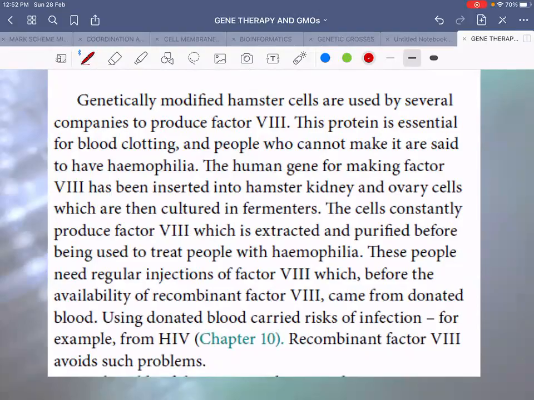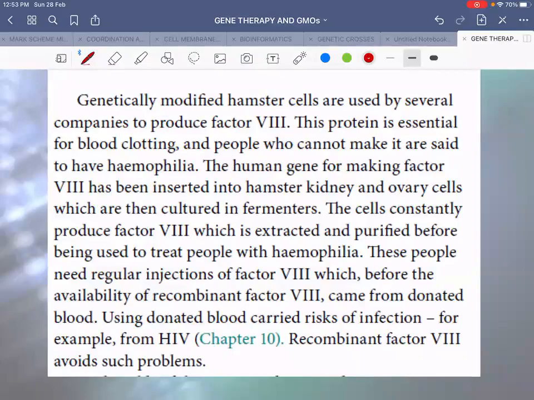in fermenters. Now these cells are eukaryotic cells. Okay? The cells constantly produce factor 8, which is then extracted and purified before being used to treat people with hemophilia. These people need regular injections of factor 8, which before the availability of recombinant factor 8 came from donated blood. Using donated blood carries the risk of infections, for example from HIV. Recombinant factor 8 avoids such problems.